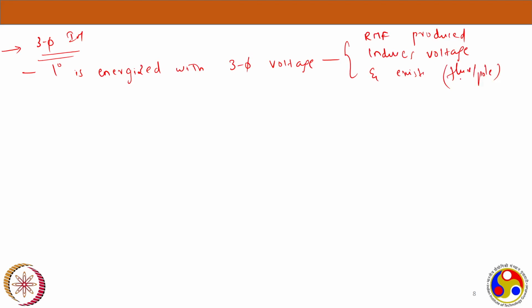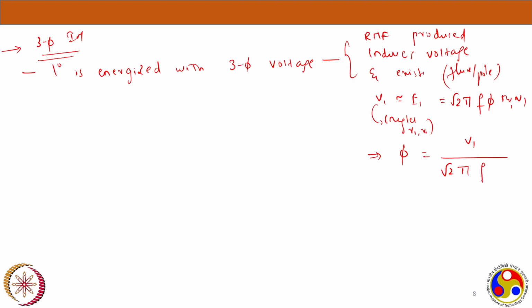Now if you neglect R1 and X1, this induced voltage will be almost equal to the voltage with which we have energized the winding. So V1 will be equal to E1, just to get the formula. This formula we already discussed: root 2 times pi f phi Kw1 N1, where phi is the flux per pole. So flux is equal to V1 divided by root 2 times pi frequency Kw1 N1.